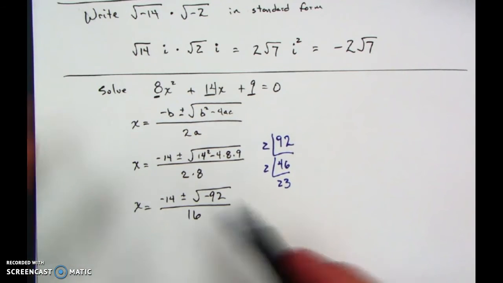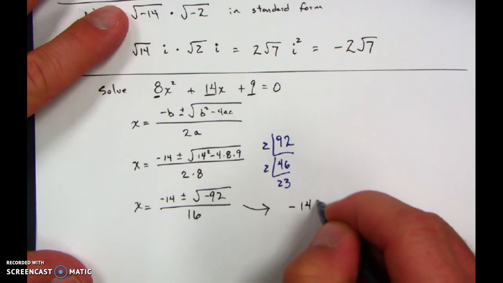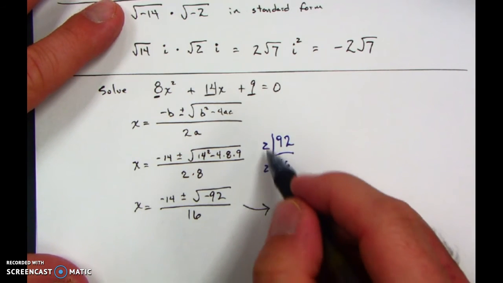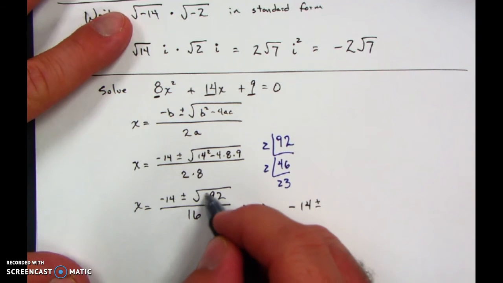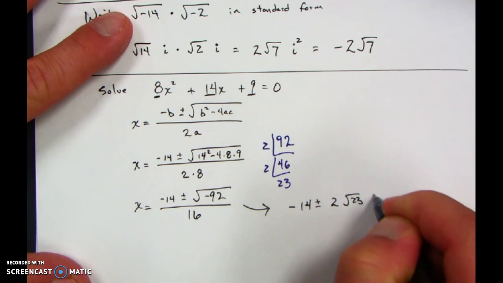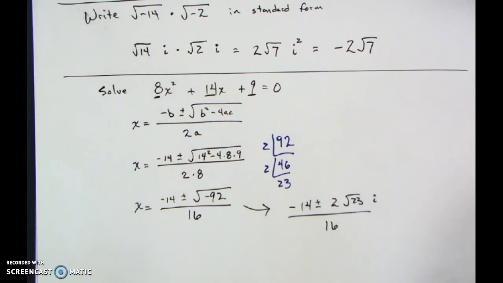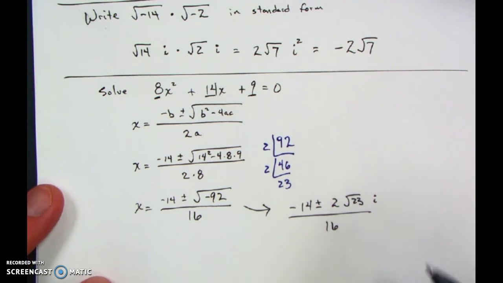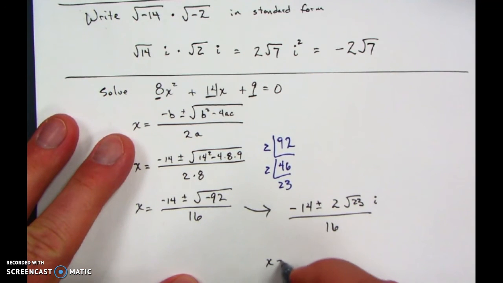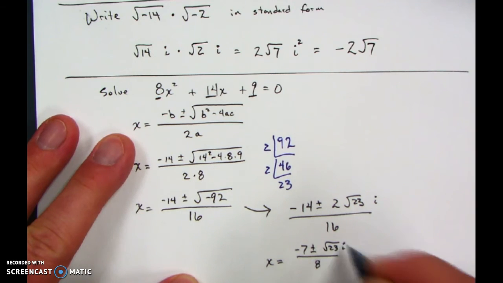So what that means is that for this, I have negative 14 plus or minus 2 square root of 23, and that negative is the i part, and that's all over 16. Now all of these are divisible by 2, so x is equal to negative 7 plus or minus the square root of 23 all over 8. Still have our i there.